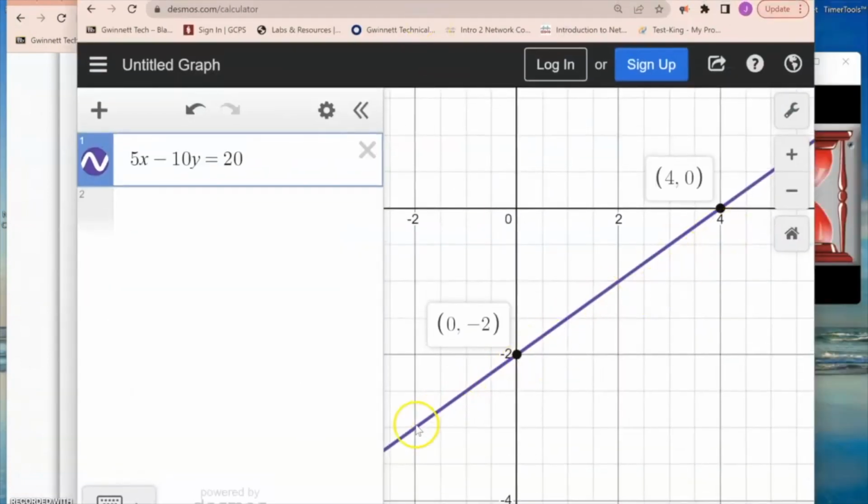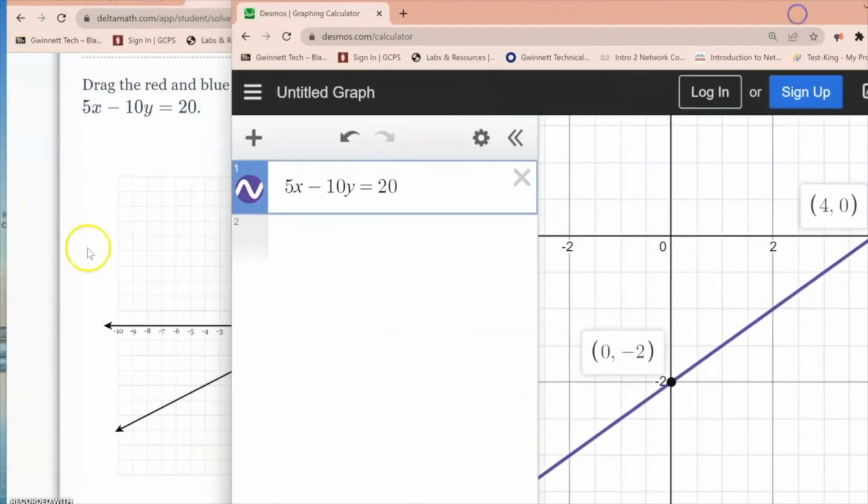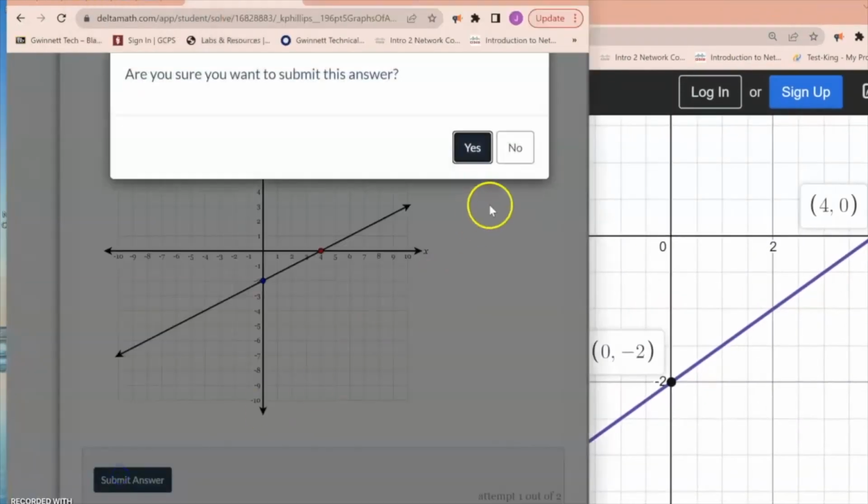Okay, find two corners again. All right. Those lines do match. So that one is my answer.